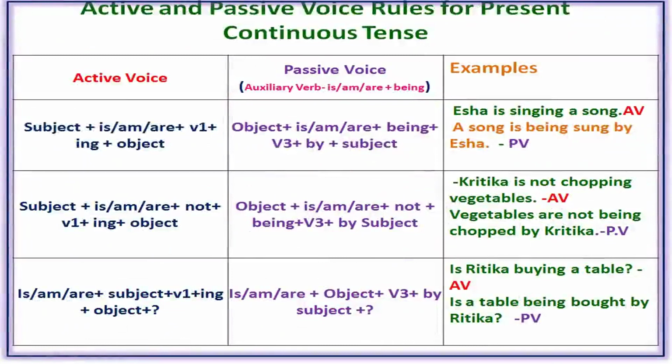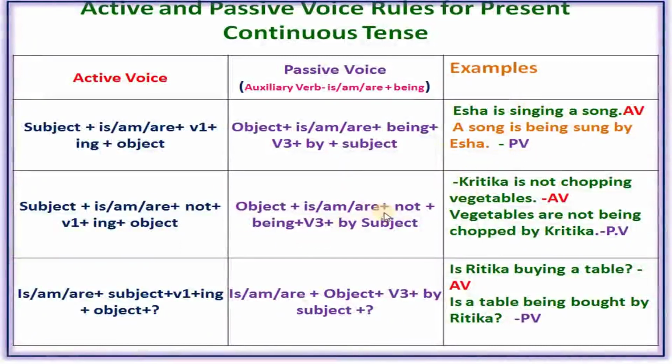So next one is the present continuous tense. Here, the active voice formula is subject plus be forms is, am, are plus V1 plus ing plus object. Same in passive voice: the object comes first, the subject becomes the object. Then the remaining auxiliaries is, am, are plus being. The new thing is being plus V3 plus by plus subject. Isha is singing a song. A song is being sung by Isha.